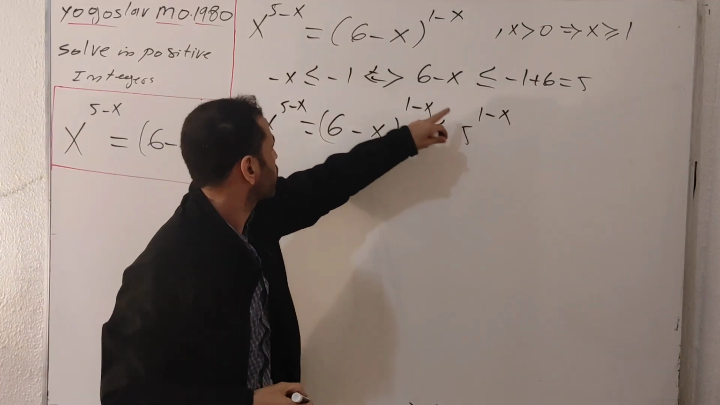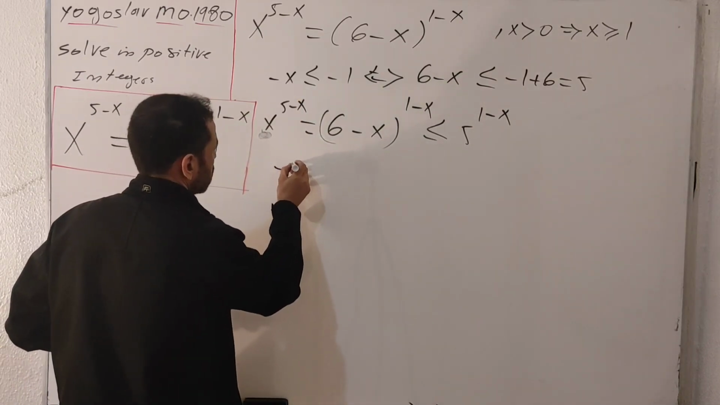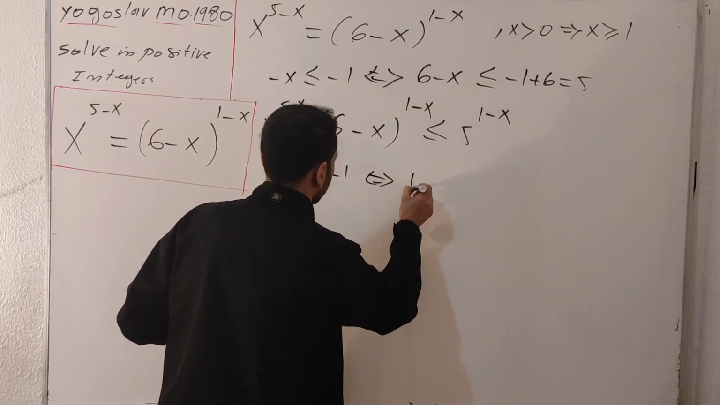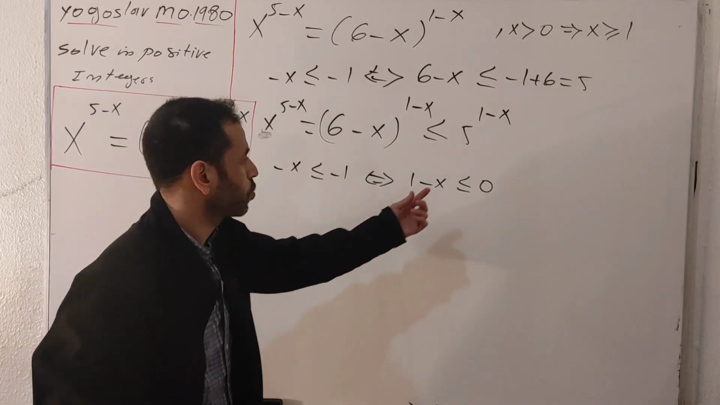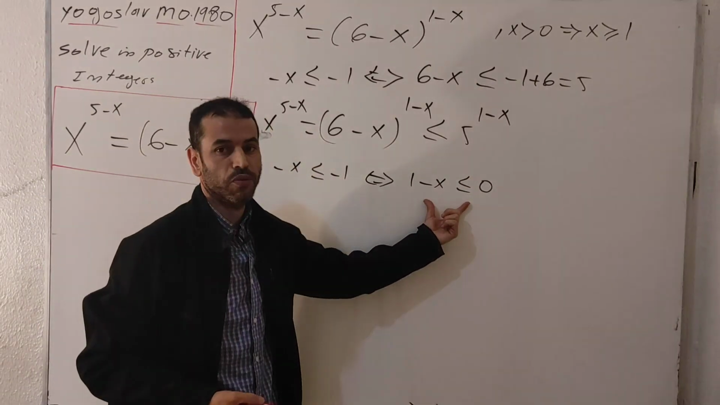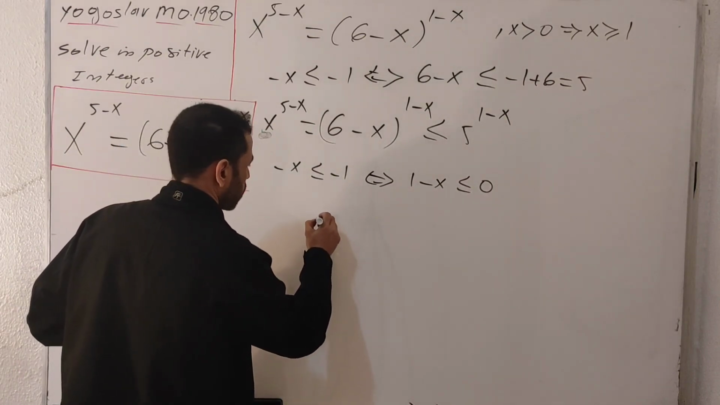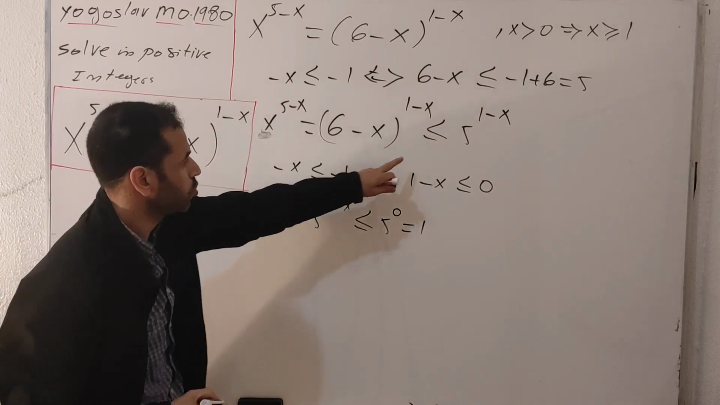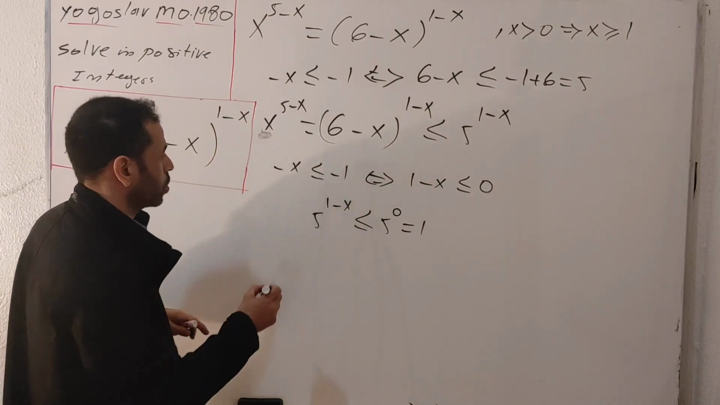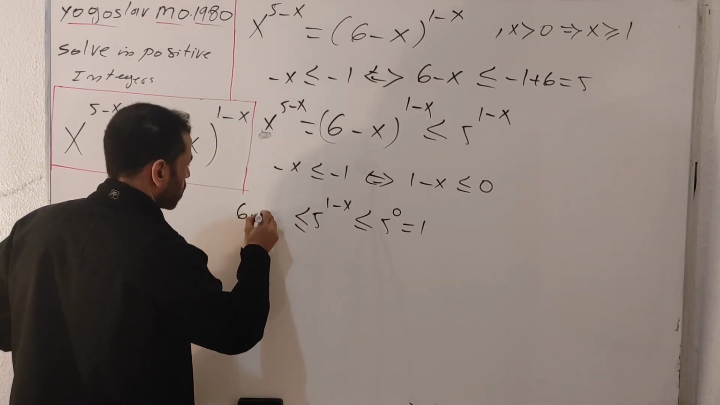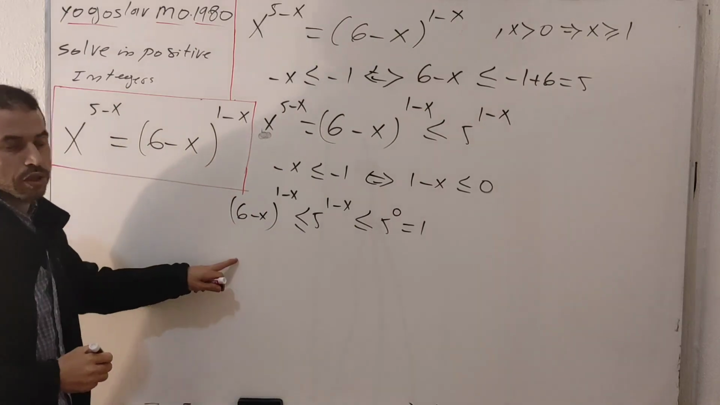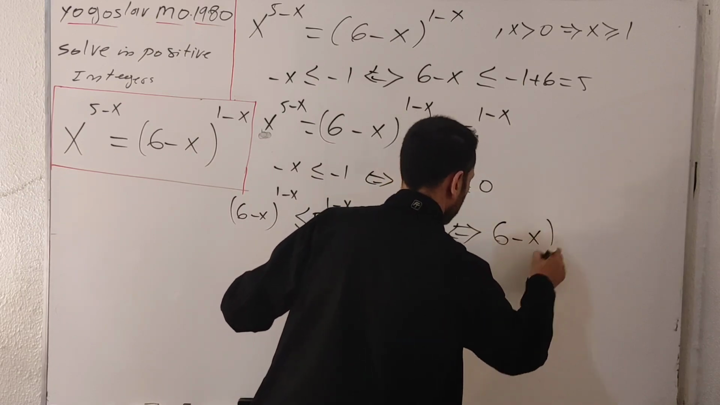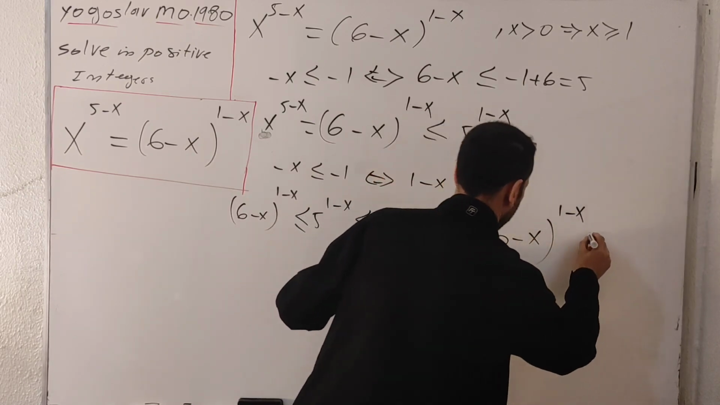Then again, I'm going to use the same fact. I have minus x is less than or equal to minus 1. By taking this minus 1 to the left, I will get 1 minus x is less than or equal to 0. Then I'm going to put 5 as a base and raise this as an exponent. So I will have 5 to the 1 minus x is less than or equal to 5 to 0, which equals 1. We know this one is greater than or equal to 6 minus x to the 1 minus x. So 6 minus x to the 1 minus x is less than or equal to 1.